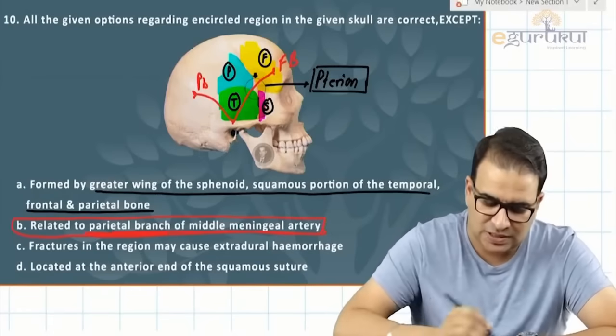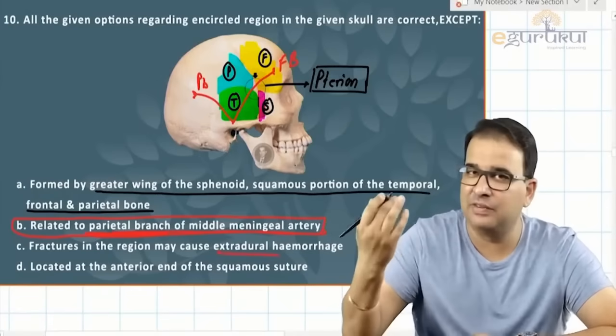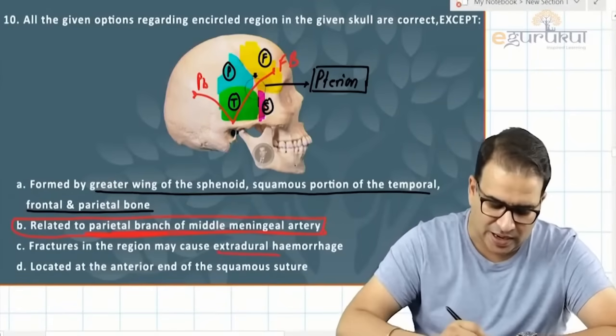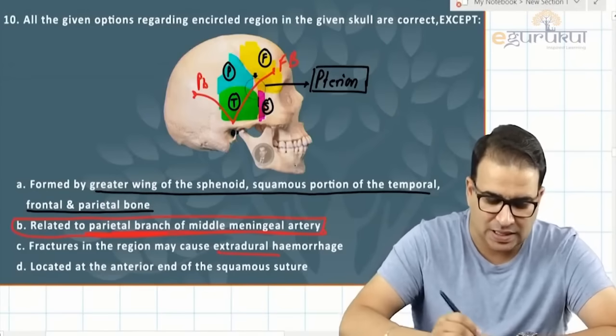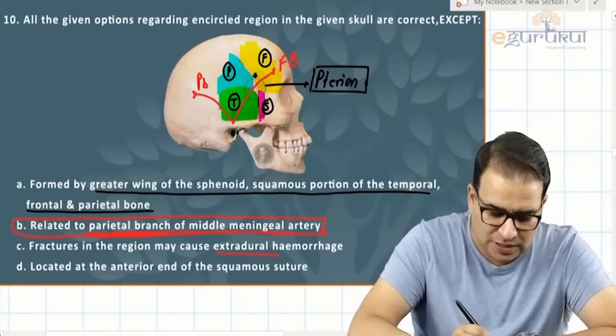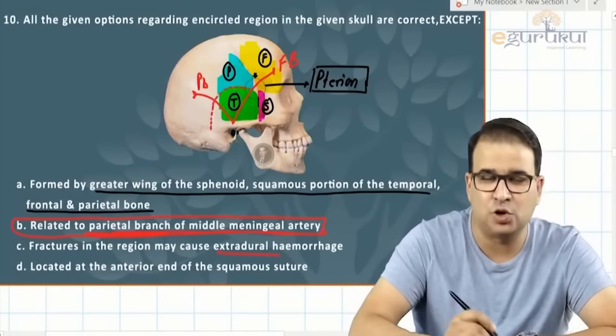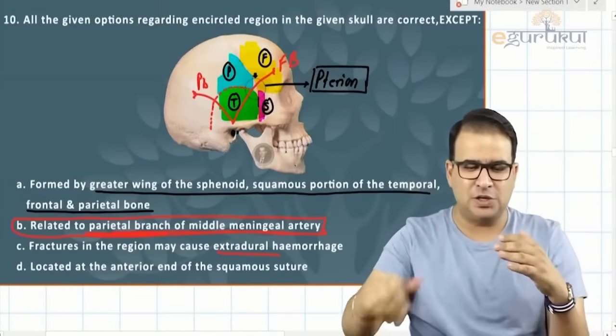Fracture in this region may cause extradural hemorrhage. Yes, that is because of the frontal division of the middle meningeal artery, and it is located at the anterior end of the squamous suture. Yes, the temporal bone and parietal bone are separated by a suture here, and this suture is called the squamous suture. It's a special type of suture.